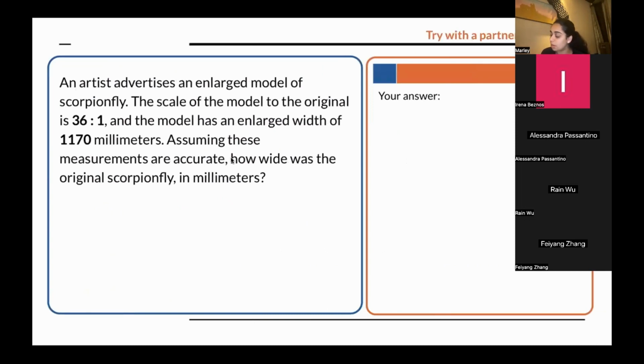So in this question, an artist advertises an enlarged model of a scorpion fly. And just to make sure we're getting it correct, it's an enlarged model. The scale of the model to the original is 36:1. The model has an enlarged width of 1170 millimeters. Assuming these measurements are accurate, how wide is the original scorpion fly? If it helps, you can do model to original, which gives us 36/1, which also equals 1170 millimeters over X.